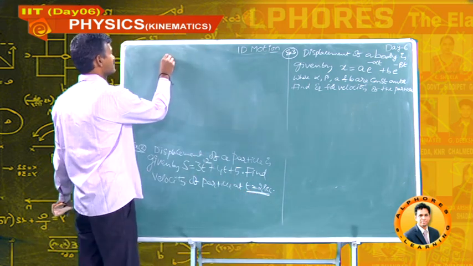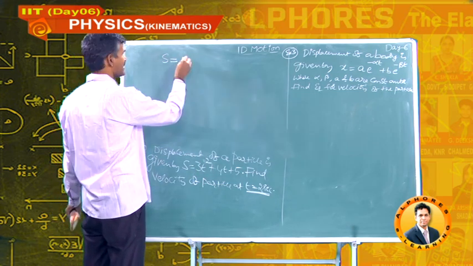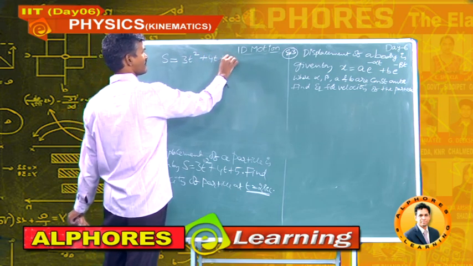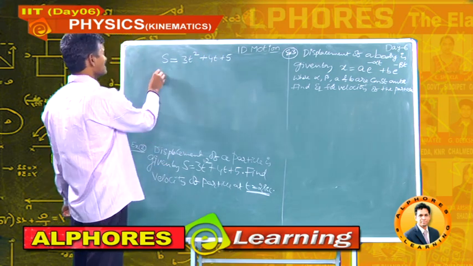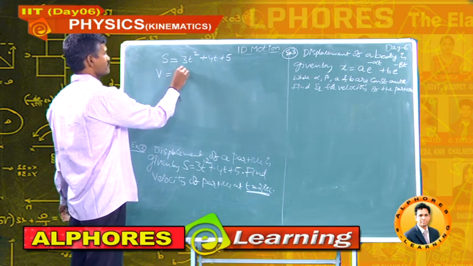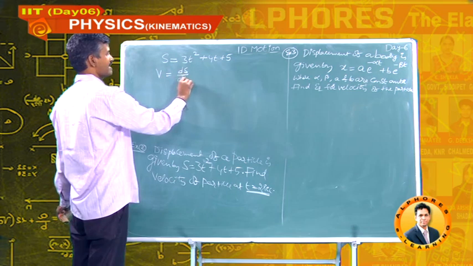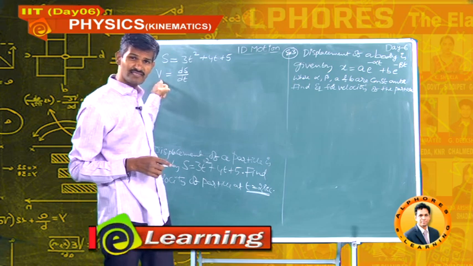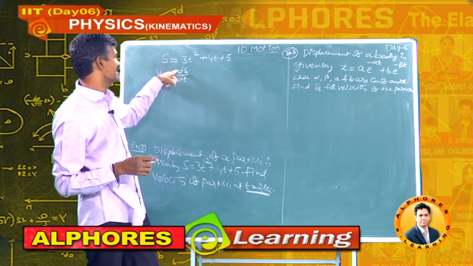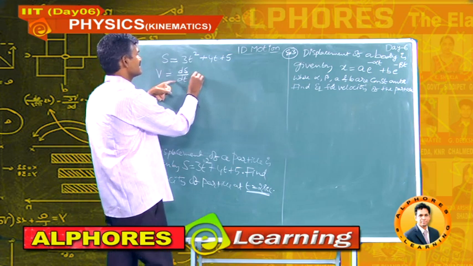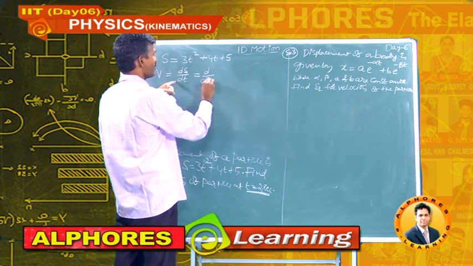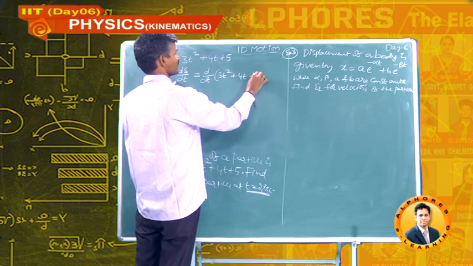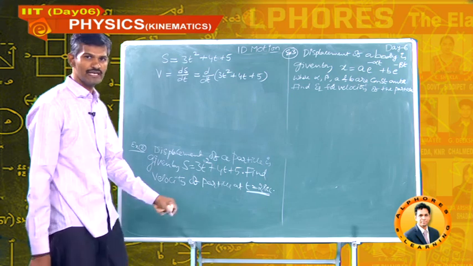So, the displacement function is given by 3t square plus 4t plus 5. The velocity of the particle, as we already know, is ds by dt, the instantaneous velocity. How to calculate this ds by dt? This is d by dt of 3t square plus 4t plus 5.